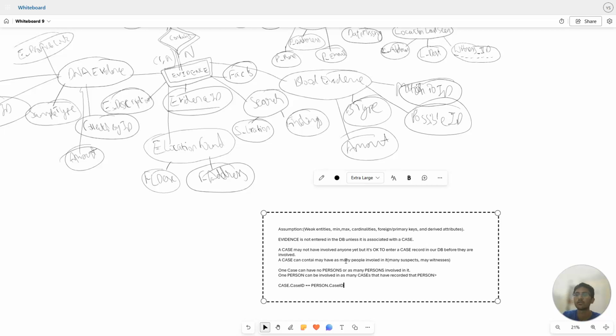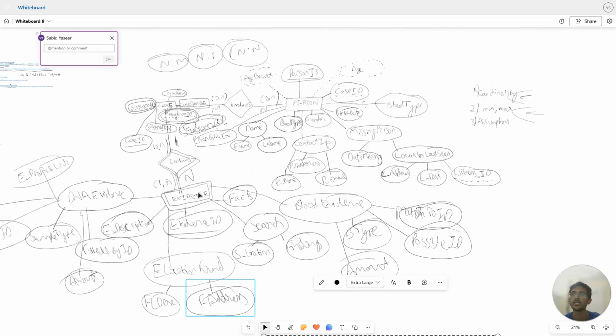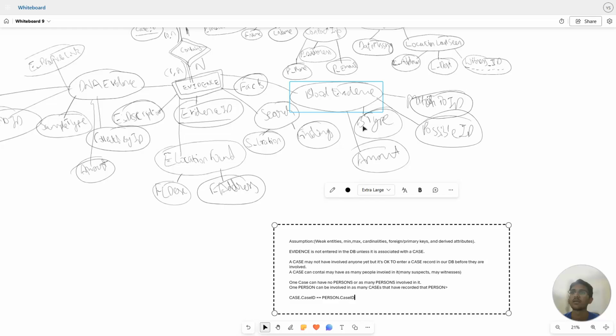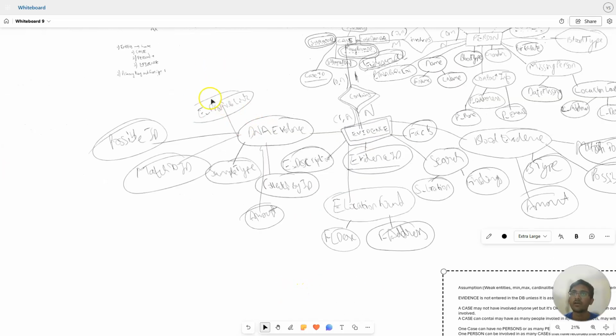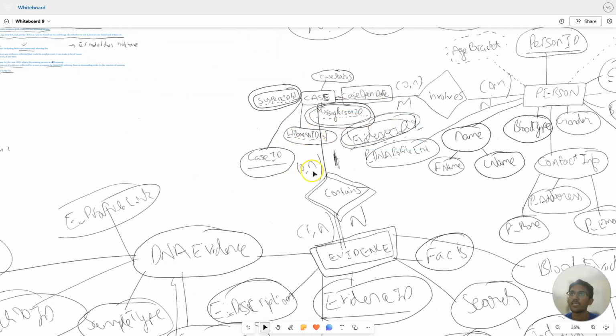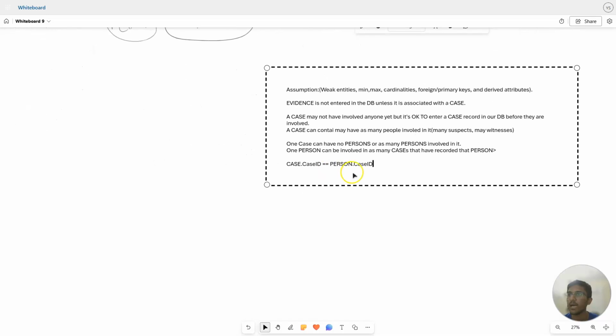So this is a Boolean relationship to show our primary and foreign keys. Case dot case ID, so the case ID that is equal to the person dot case ID. Remember, case ID is the foreign key in our person entity, and it is the primary key of our case entity also. Okay, we've got to make sure we can map those two.